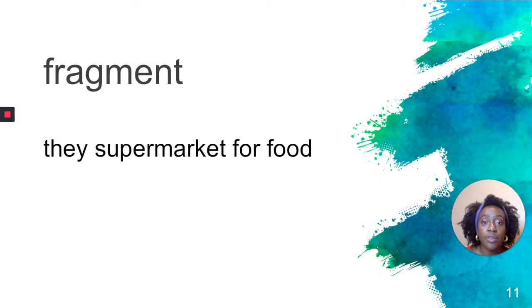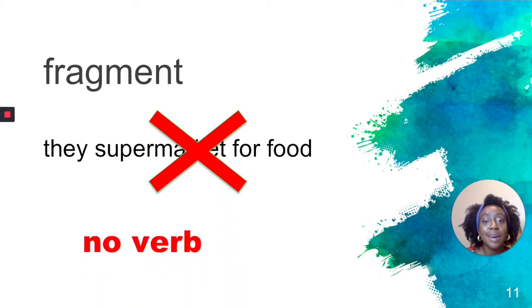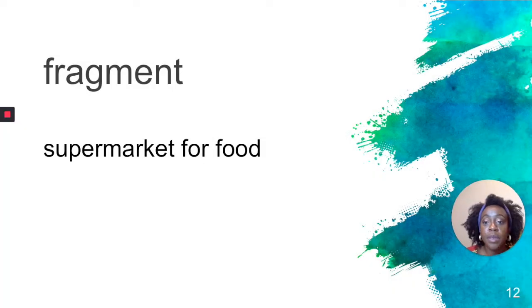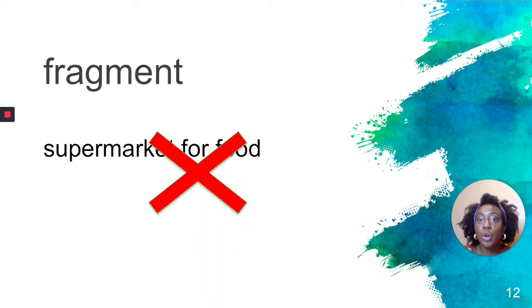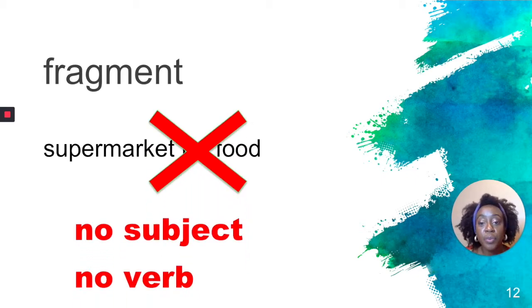They supermarket for food. This is also a fragment because there is no verb. They what at the supermarket for food? We don't know what they did, so this is an incomplete sentence because the predicate is not complete. Predicates need verbs. There's no verb here. Supermarket for food. There's no subject, there's no verb. This sentence tells us nothing.